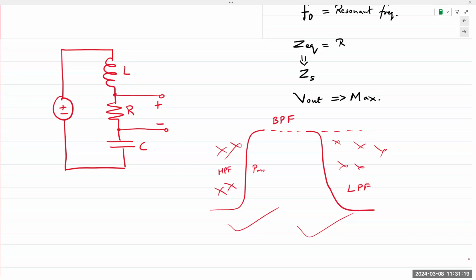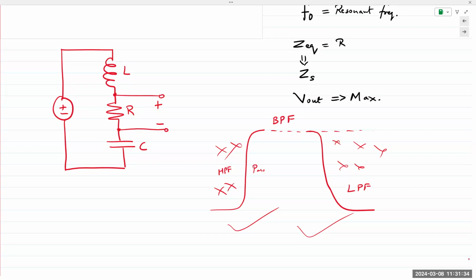Okay, you have two cutoff frequencies. Depending on the values of the components, you would have the positioning of the two frequencies, and you get a band pass filter. Obviously, the closer these cutoff frequencies are, the narrower your band.